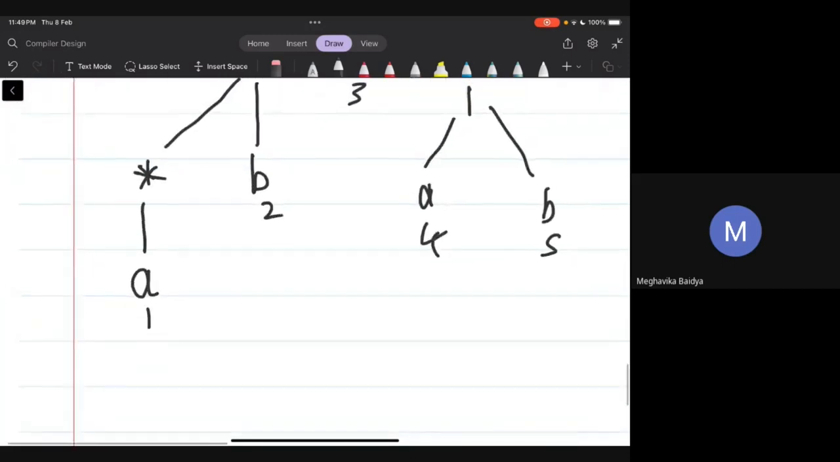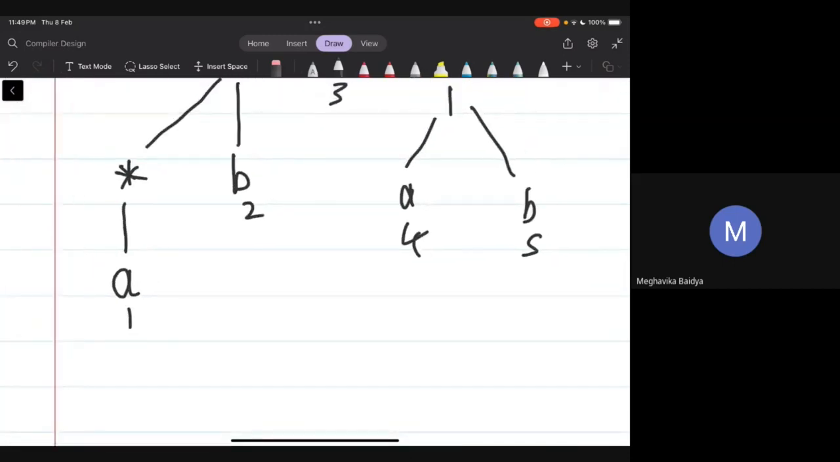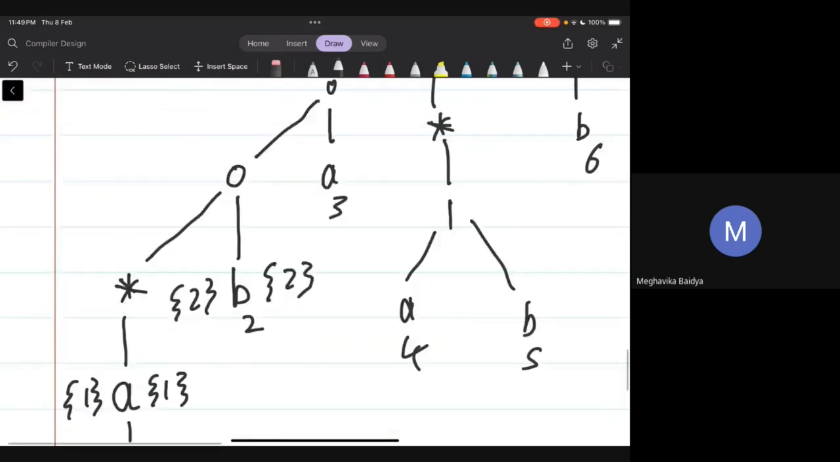So let's try with this. We always start with the first node. For all the leaf nodes, the firstpos and lastpos will always be the same number. So for 1, it will be 1 and 1. This is the left side, the firstpos, and this is the lastpos. So for 1, it's 1, for 2, it's 2, for 3, it's 3.